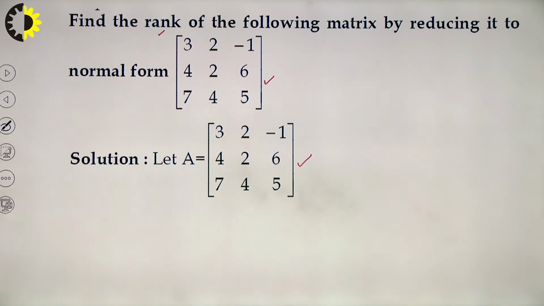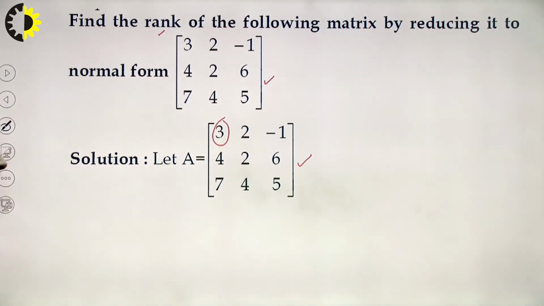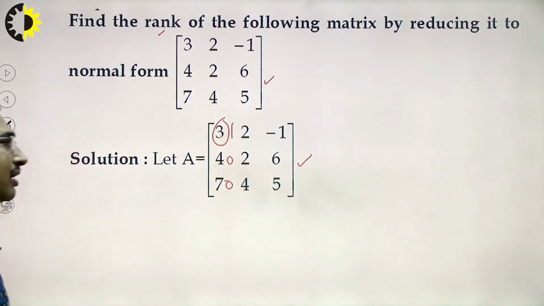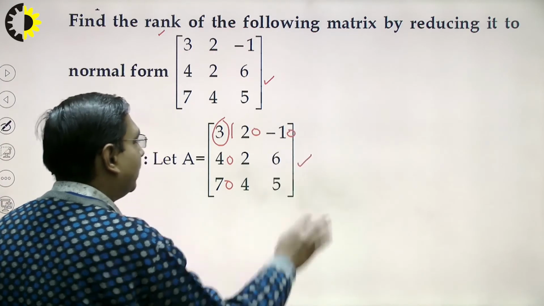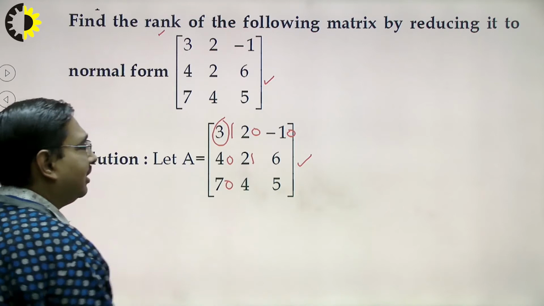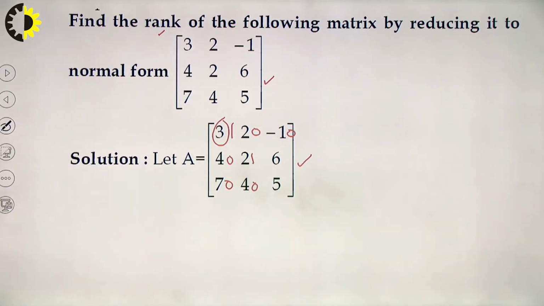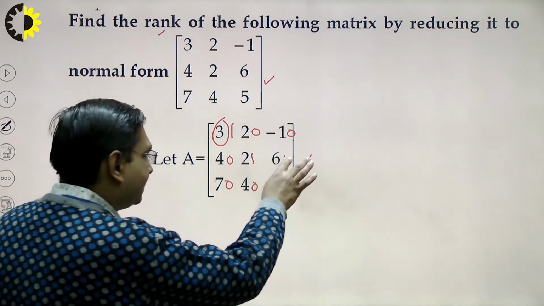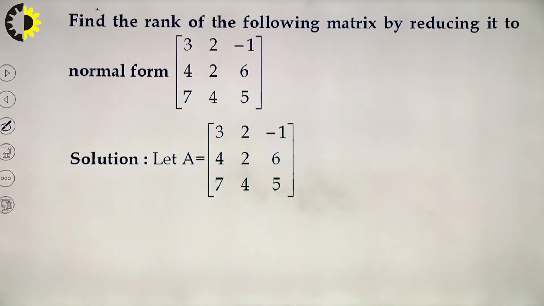As I have discussed in the previous slide, we shall first transform this element to 1. With the help of this 1, these two elements will be converted to 0. Then with the help of this one, the remaining two elements of the first row will be converted to 0. Then this element will be converted to 1. Then this 4 will be transformed to 0, or whatever element occurs in this place. Then this element will be converted to 0 and the process will be continued.